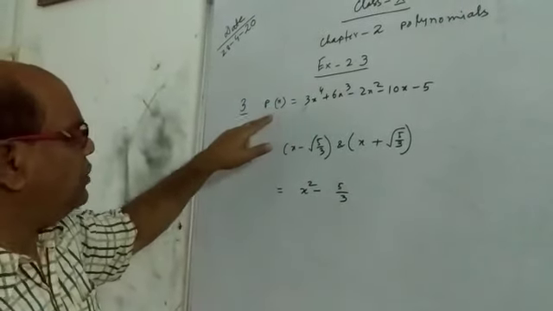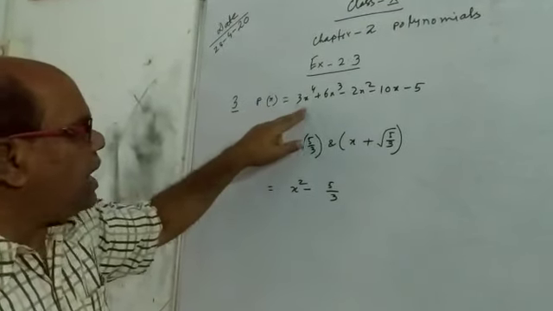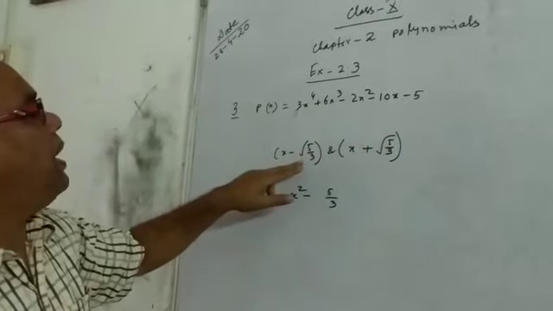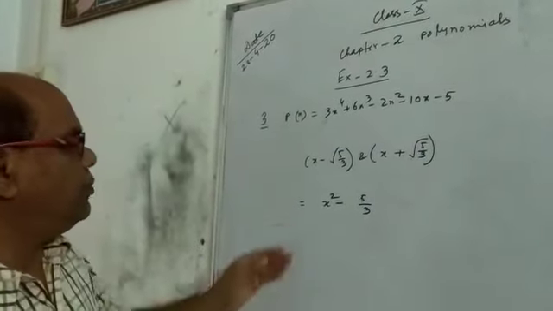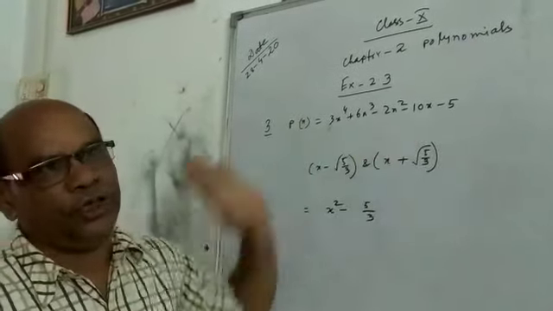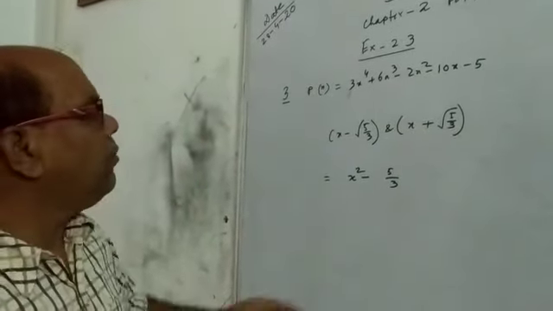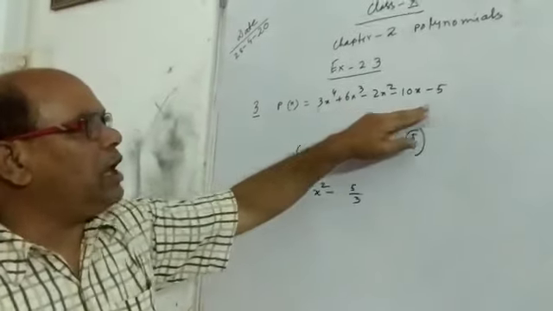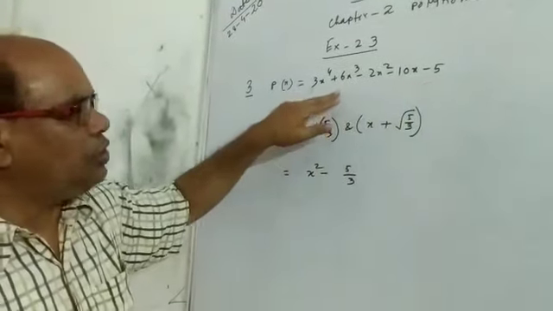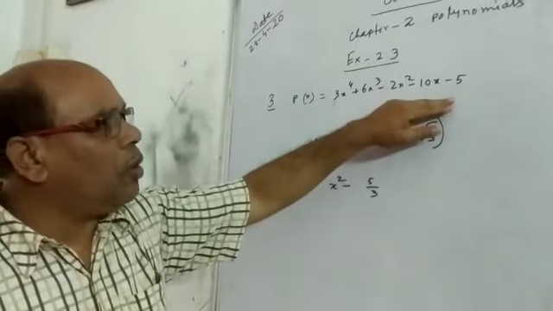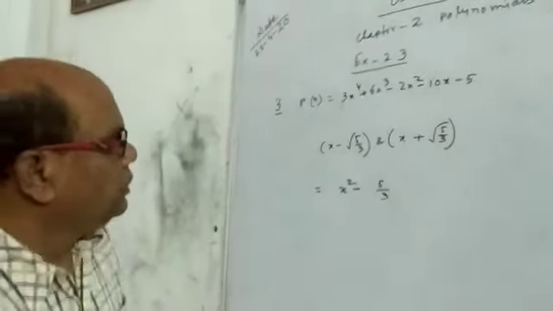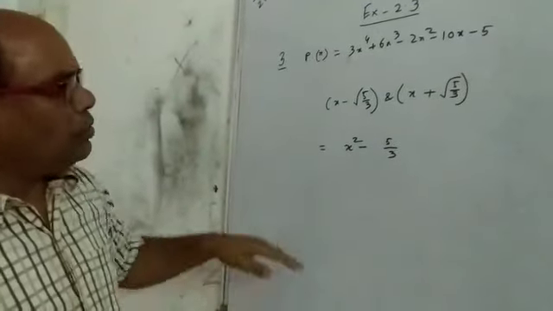So this question is: if p(x) is a polynomial and root 5 by 3 and minus root 5 by 3 are the zeros of this polynomial, then find the other zeros. And I have explained the degree of this polynomial is 4, so there are 4 zeros. If we factorize this polynomial, we will get 4 linear factors and 4 zeros.